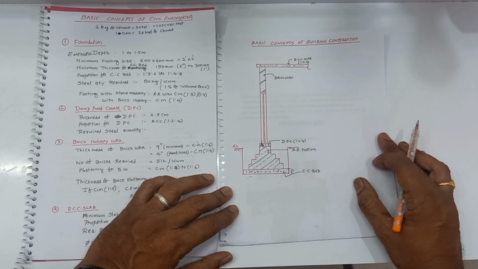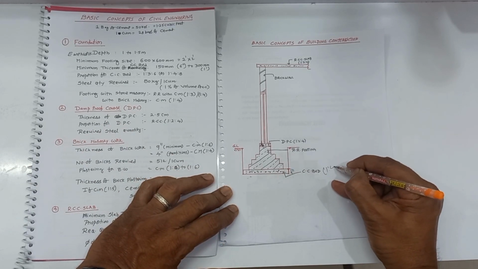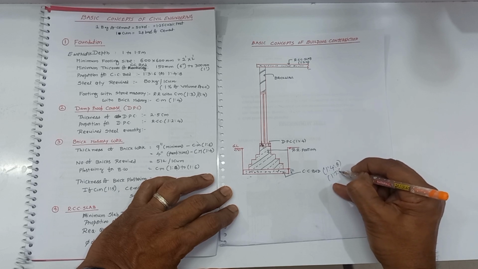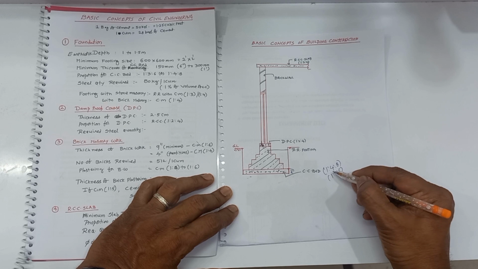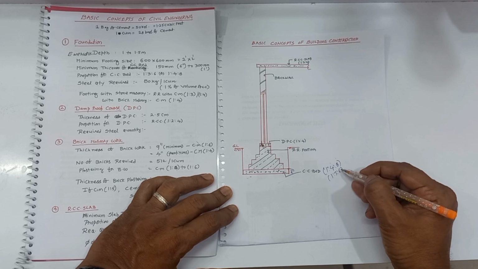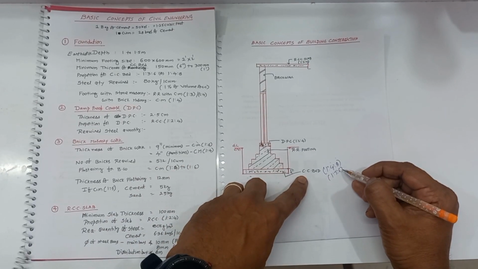Next, what is the proportion for the CC bed? Generally for the CC bed, a 1:4:8 or 1:3:6 proportion is used. Let it be 1:4:8. What is 1? 1 part of cement, 4 parts of sand, 8 parts of coarse aggregate. This is the proportion of materials for the CC bed.